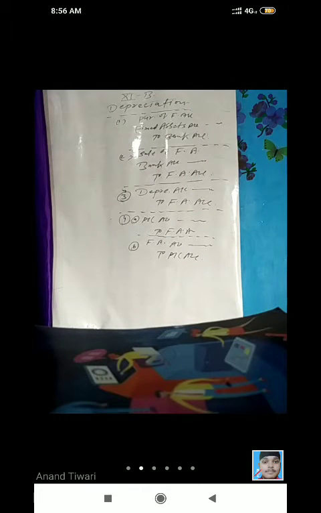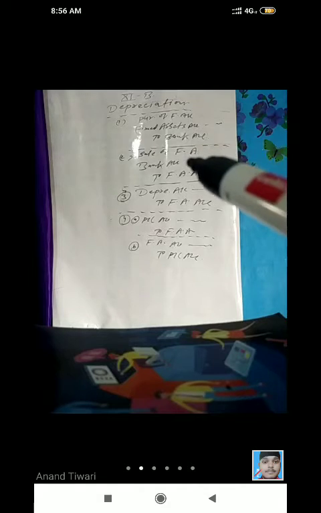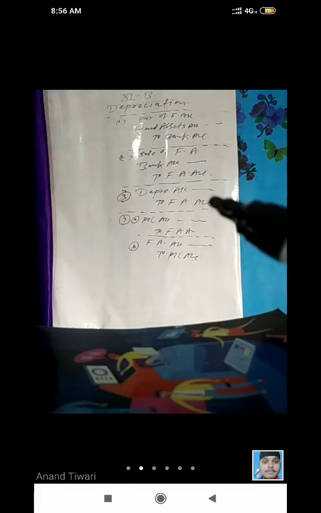Clear? First entry for purchase of fixed assets: fixed assets account debit to bank account. Second entry for sale of fixed assets: bank account debit to fixed assets account. Third entry for depreciation: depreciation account debit to fixed assets account. And fourth entry for profit and loss. Clear? This I have discussed already in the last class. So today the main part is the ledger account.